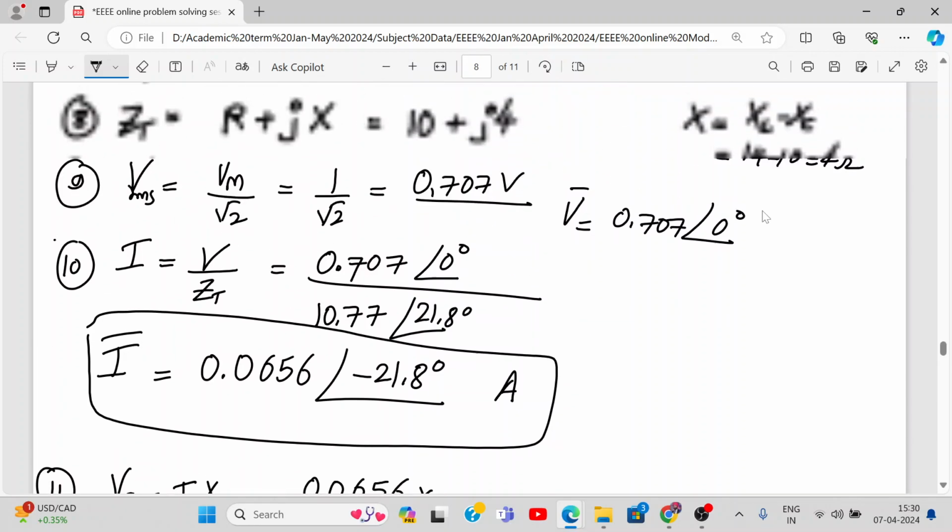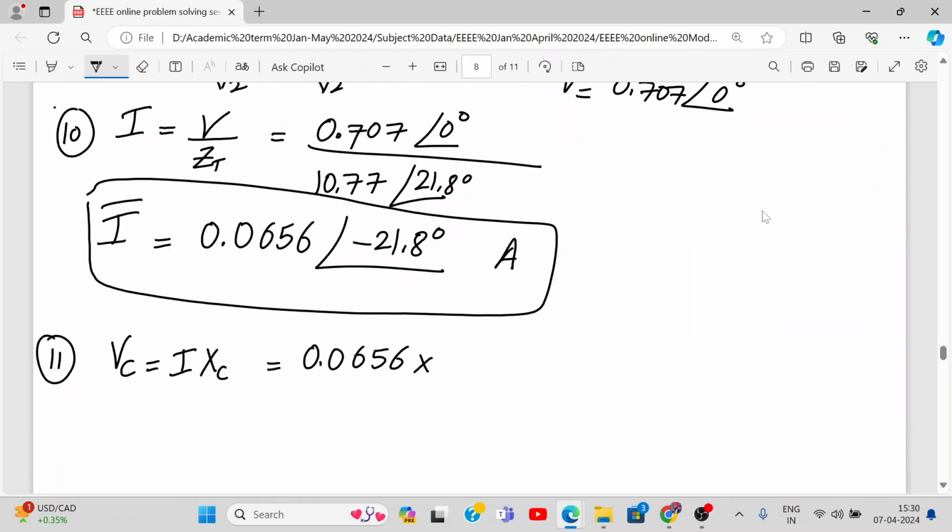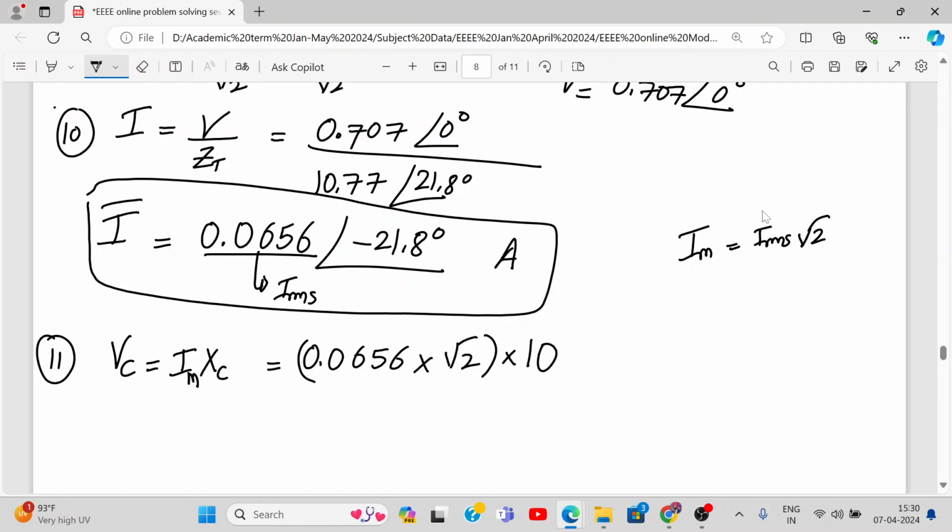0.0656. What is XC? This is the RMS value, right? IRMS. So if we need the maximum value, IM will come. How do you calculate IM in terms of RMS? IRMS into root 2, correct? Into XC. XC is 10, I guess, right? So calculate the maximum value, VC max.